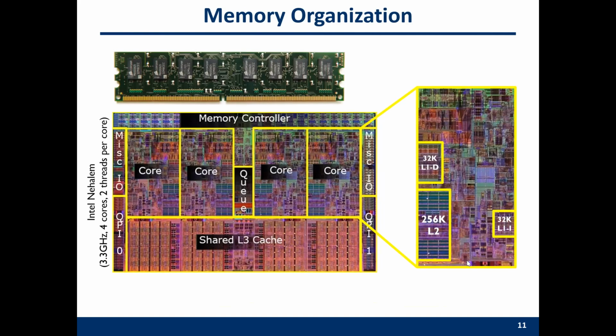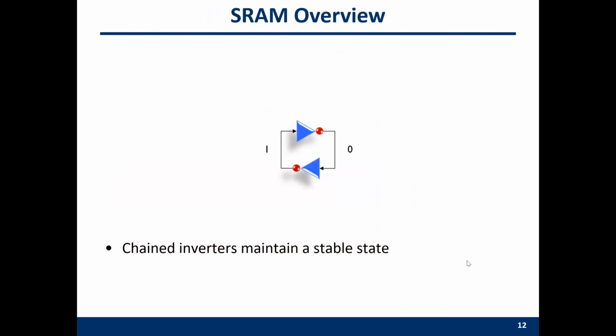So you can see that the SRAM may cost approximately 40% of the area in the CPU. Then I will introduce what SRAM is.